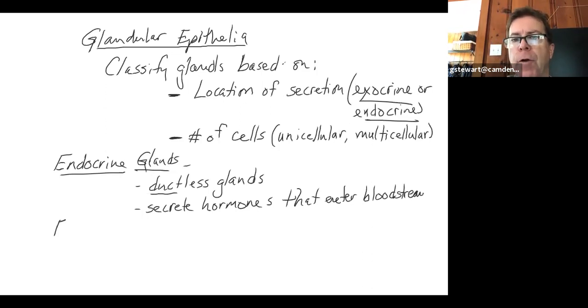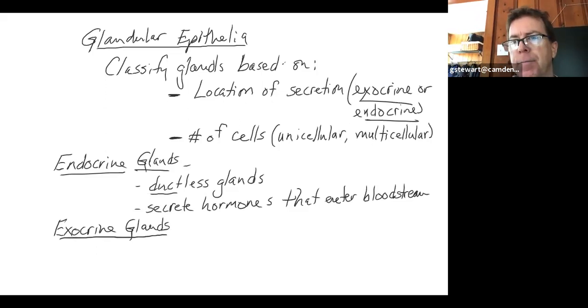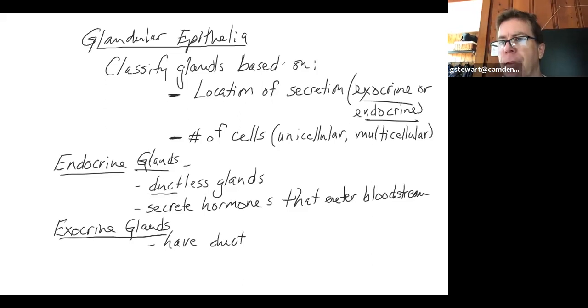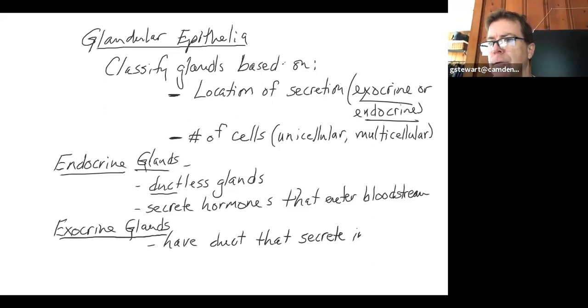The word exocrine, that refers to glands that have a duct, that means a tube, that lead to or secrete their contents into a specific site, like a specific organ or a body surface.